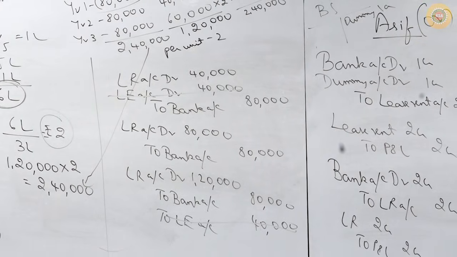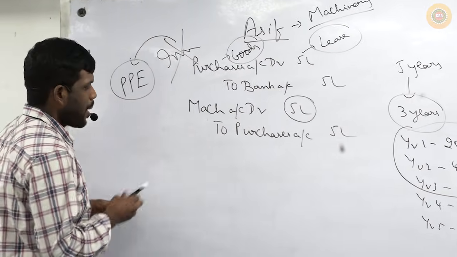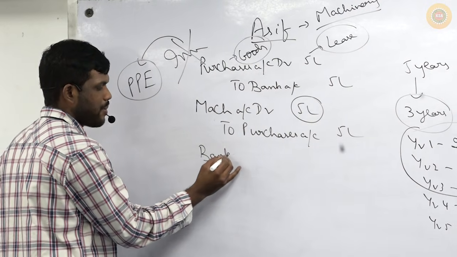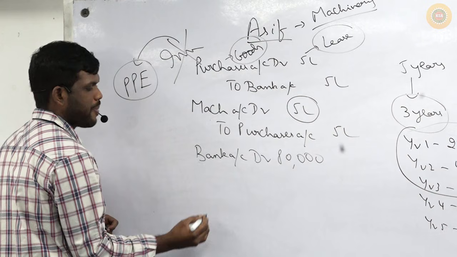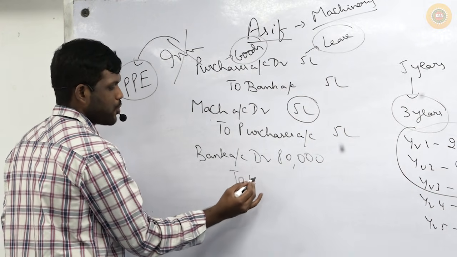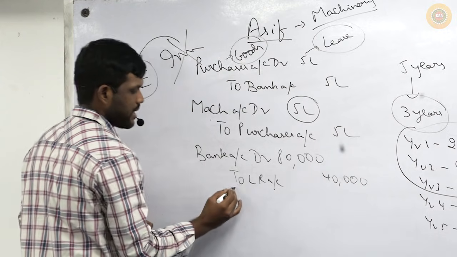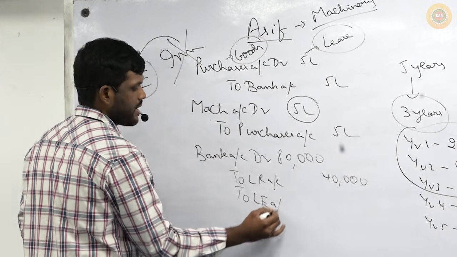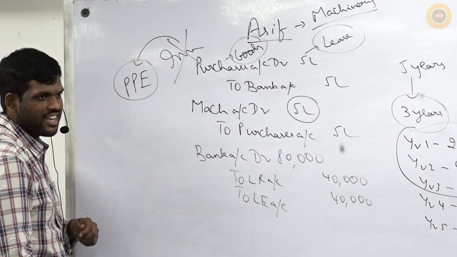Okay, lessor books, first year entry: bank account debit 80,000 we will receive. How much can go to P&L? To lease rent account 40,000, to lease equalization account 40,000. Okay. Year 2.